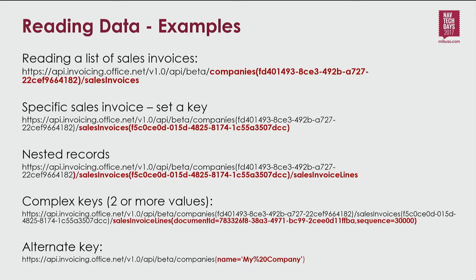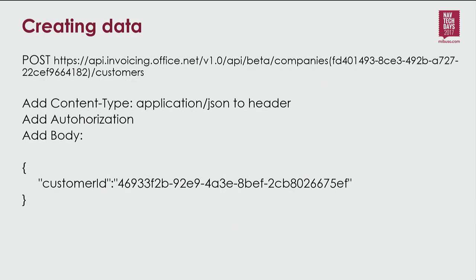Here I have some examples on how you can get a list of invoices, a specific invoice, and get the nested record. Normally an invoice is only interesting if it also contains some lines, and that is a nested set. If you want to get an entity using a more complex key or an alternate key, after these few slides I will switch over to Postman, where I'll fire a few Postman scripts so you can see how it fetches data.